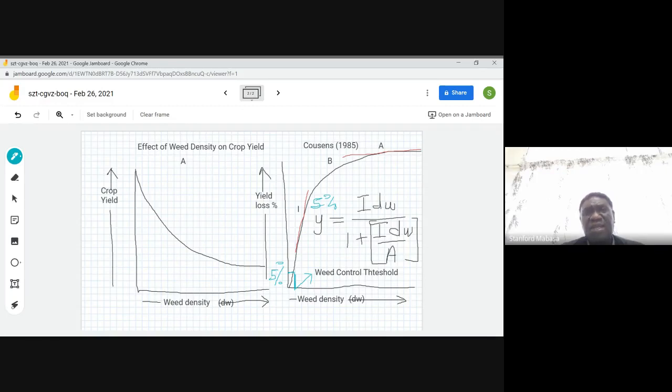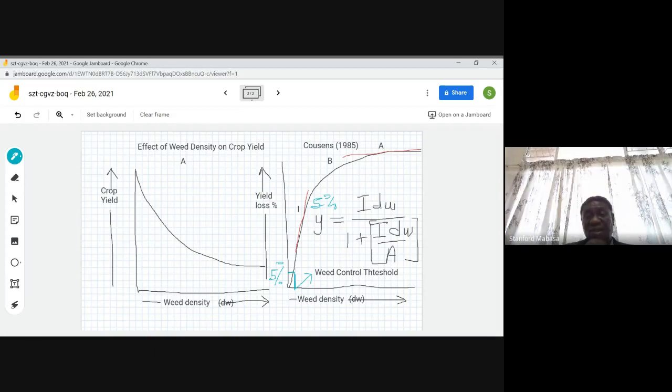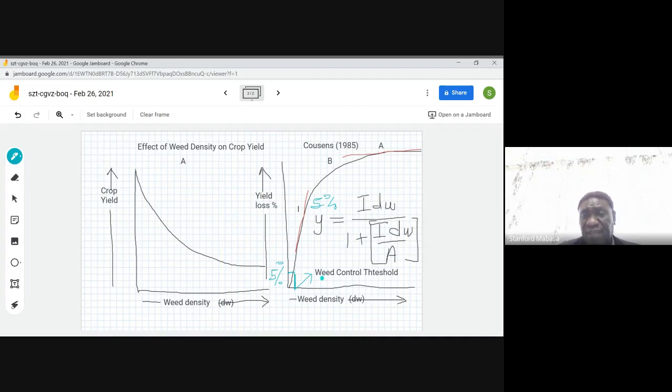Now, sometimes weeds can emerge ahead of the crop. In the case where you are having weeds which emerge before the crops, this equation, this model is not going to work. So Cousens had to modify it. He had to ensure that this one had to be modified.